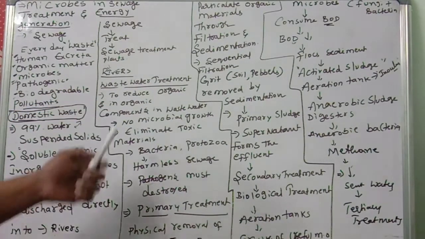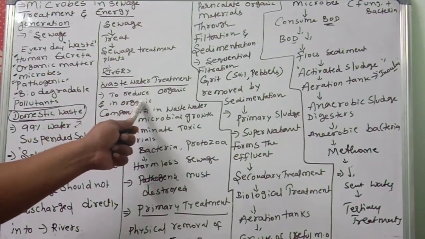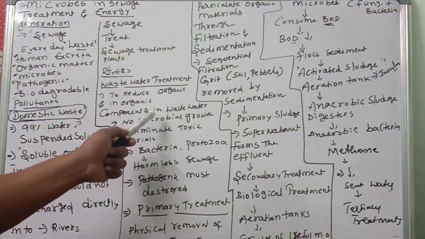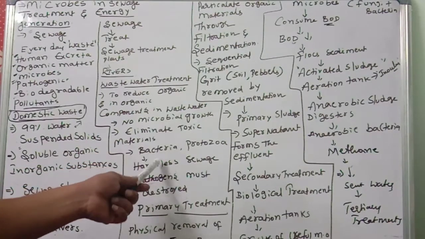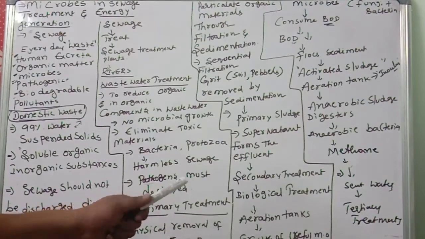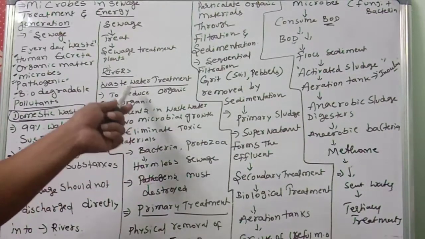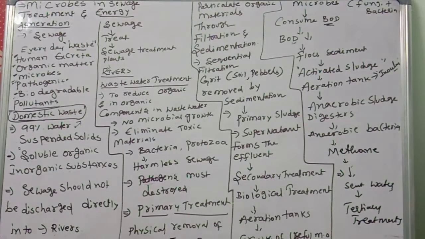Why should we treat the wastewater? To reduce organic and inorganic components. When the organic and inorganic components are reduced, there is no microbial growth, and toxic materials are eliminated. Bacteria and protozoa make the sewage harmless, and pathogens must be destroyed. From that point of view, we should treat wastewater. In wastewater treatment, there are three steps.